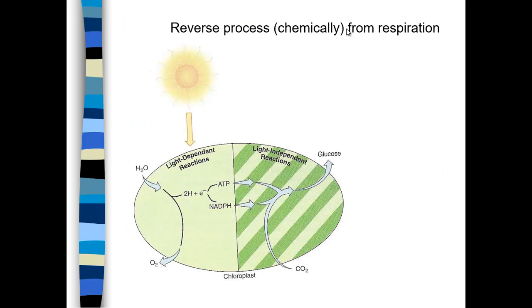When we look at the process of photosynthesis, here's a chloroplast. Obviously this is a eukaryotic cell if it has a chloroplast in the first place. So instead of having oxygen and glucose entering in, we have water. Water is split to form oxygen, and then we have carbon dioxide, which comes in and combines with hydrogen and electrons, and that forms glucose coming out. So really, this is the reverse process chemically from respiration.